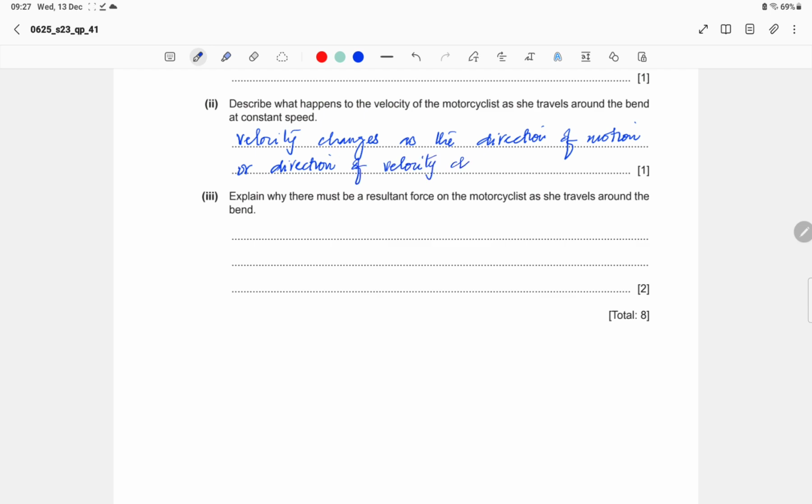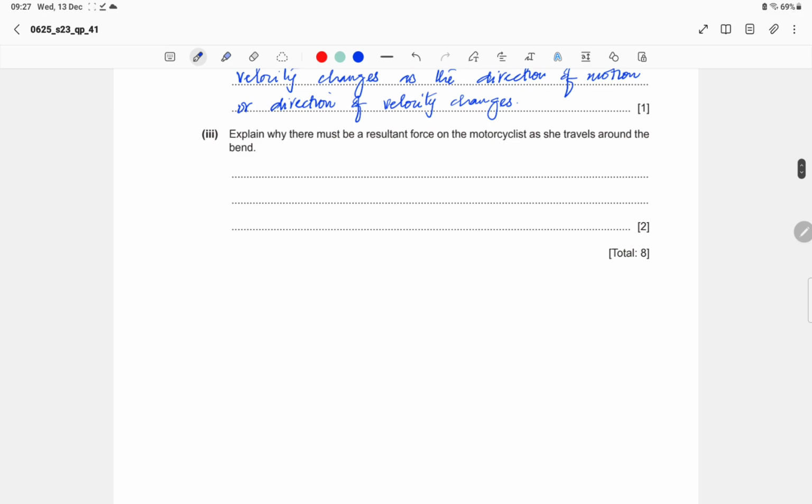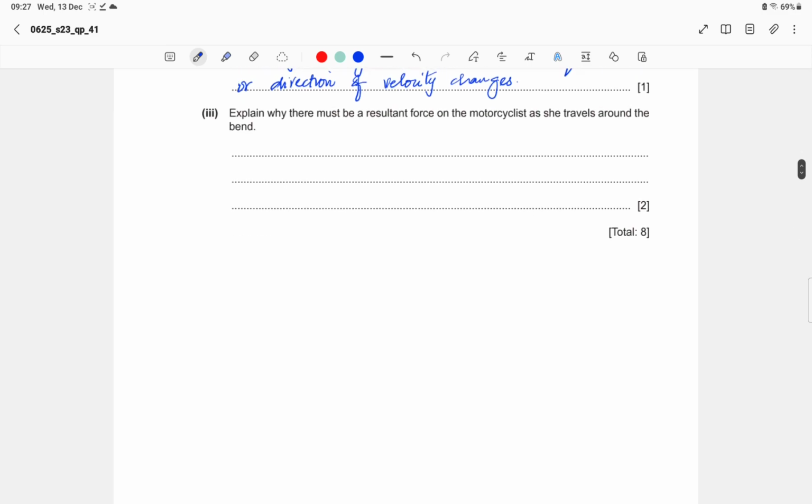Velocity changes. This happens in circular motion. Explain why there must be a resultant force on a motorcyclist as he travels around the bend. We know that acceleration is directly proportional to force, and because of acceleration, the change in velocity or change in direction. So this is the reason: change of direction. There is a resultant force on the motorcyclist when he is moving in a circular track.